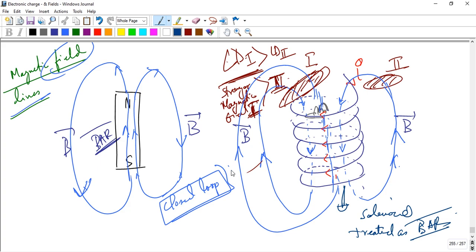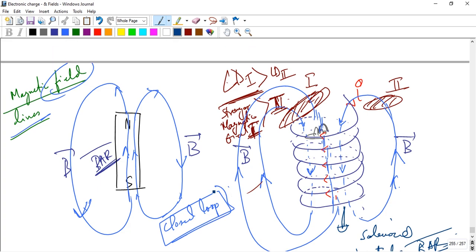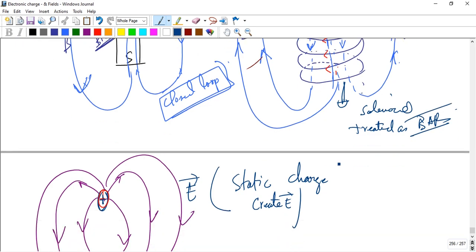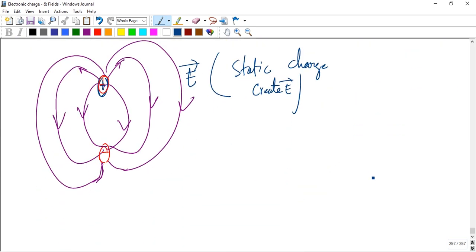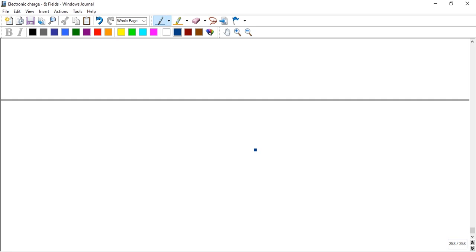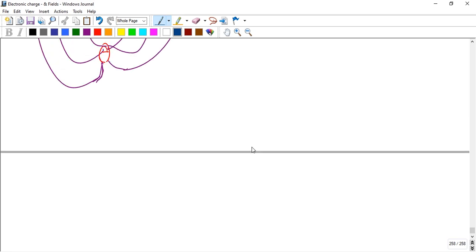Okay, thus there are some properties of magnetic field lines. In the board exam you get some 1 or 2 mark questions: what are some properties? Write some properties of magnetic field lines.